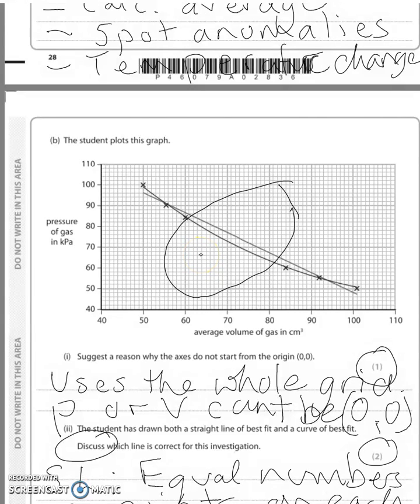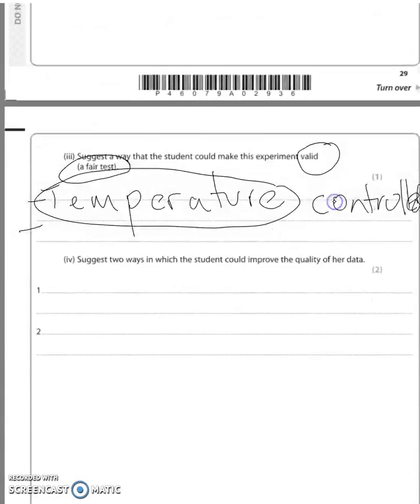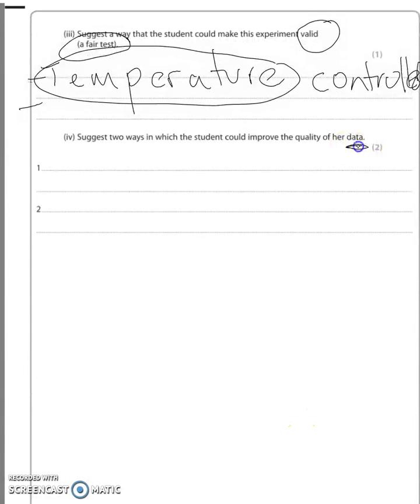Another suggestion you could make is to extend the range of your readings. So take more values below 50 centimeters cubed or above 100 centimeters cubed. So those are 2 ideas that are directly linked to the data itself. Those are good answers to learn because you can apply that to any situation.